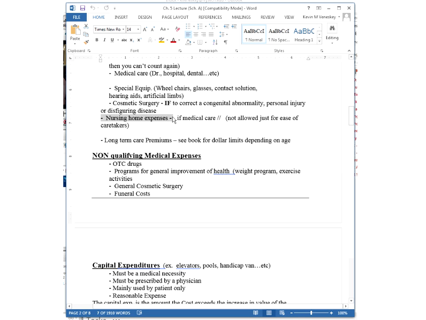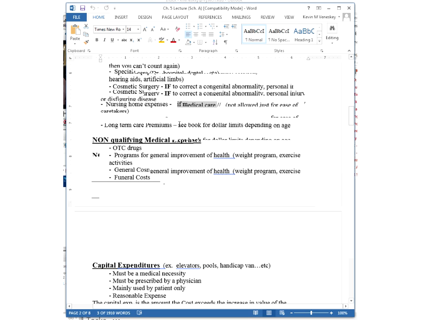You see here nursing home expenses. This would probably be one of the times where it wouldn't be too hard to go over that 10%, because nursing home expenses can be quite high. And they have to be for medical care, so you can't just have somebody in the nursing home because they're old and it's very hard to take care of them. So as long as there's medical care going on, which I think would be the case for most individuals, then it would be allowed.